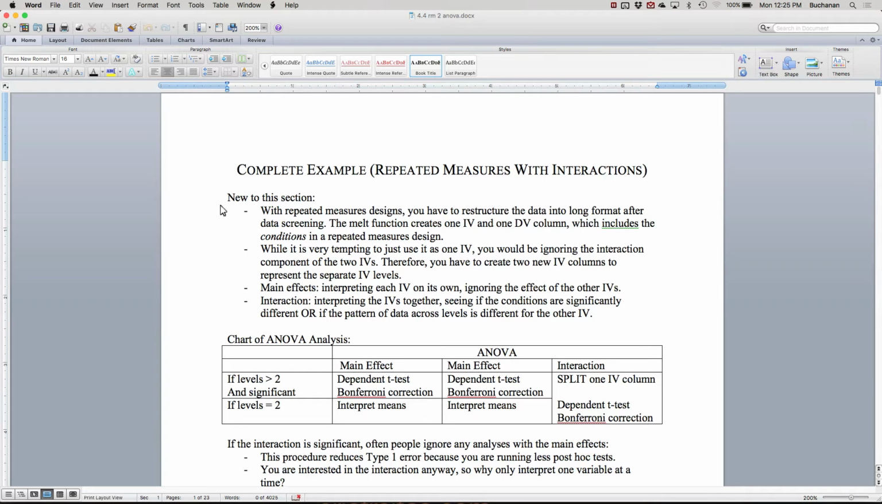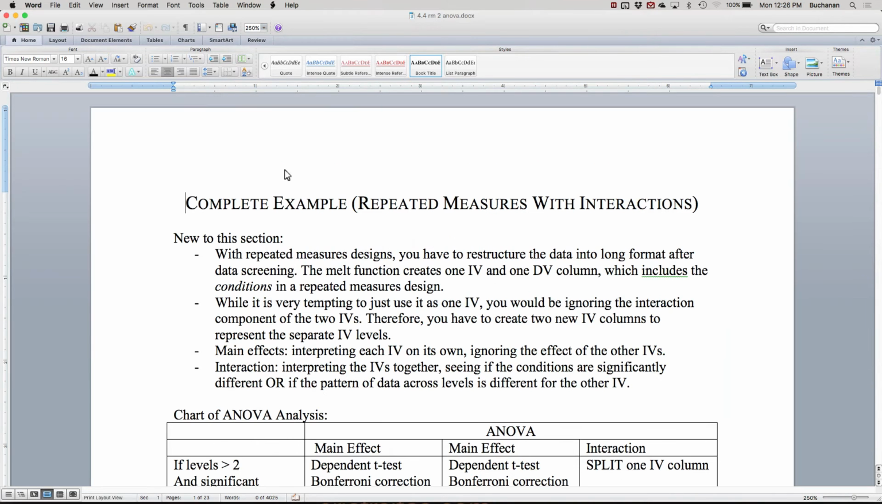So what I've been trying to add as we go is sort of new to this section, notes. We covered last week that with a repeated measures design, you have to screen the data in line format because we want to account for the fact that person 1 is person 1 the entire time. But when I melt the data, what will happen is they'll make me 1 IV column and 1 DV column, which is fine if I have 1 IV. Now I'm going to have 2 IVs, so I'm going to have to create myself some new columns.